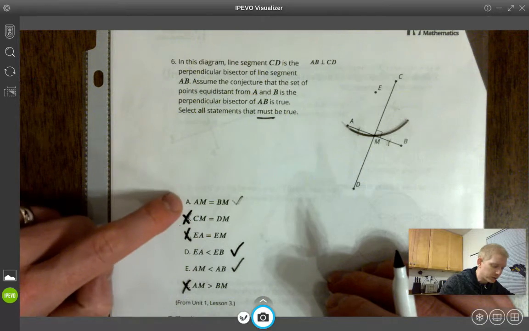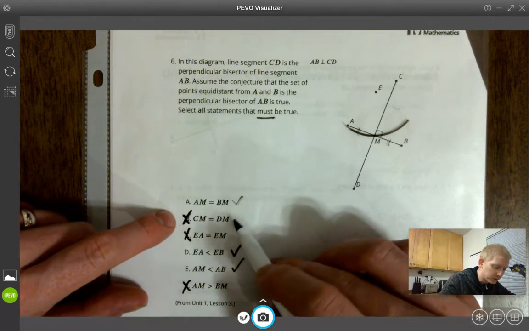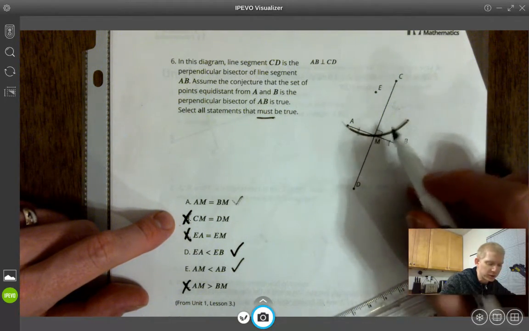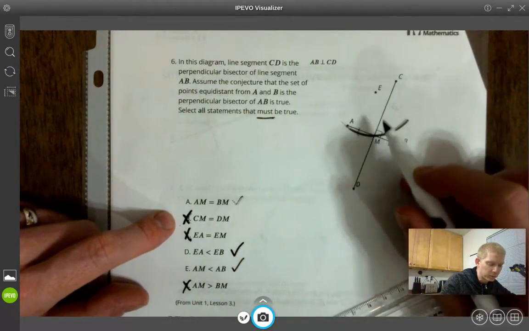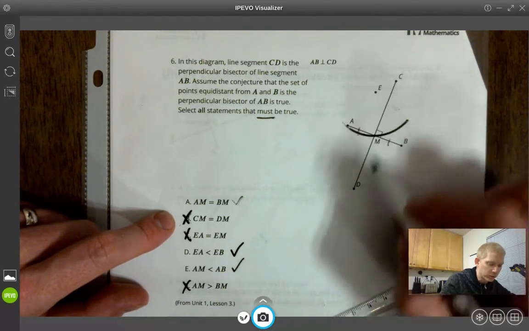So our only true statements should have been A, D, and E. These other statements could be true in this particular case, but we don't know for sure that they have to be true, because we don't know for sure exactly where point E is or where C and D are.